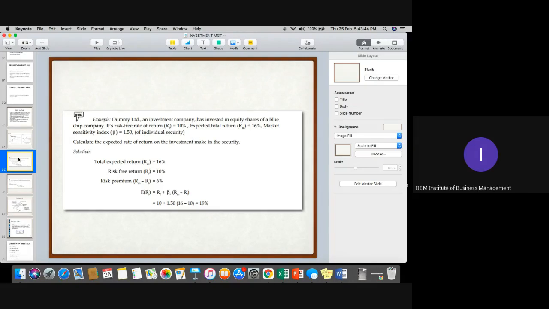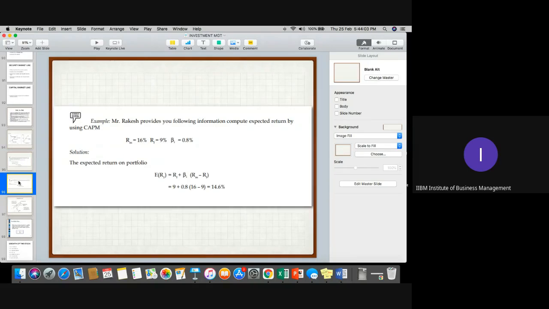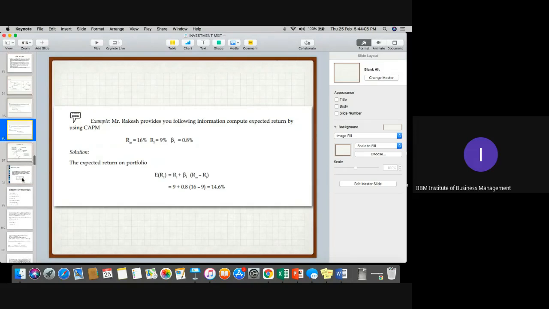Yes, students, clear this one? 19%. Hanji. Everyone, please kindly confirm. Is this clear? Yes, sir. I think this is also a simple question. I'm not going to discuss right now.